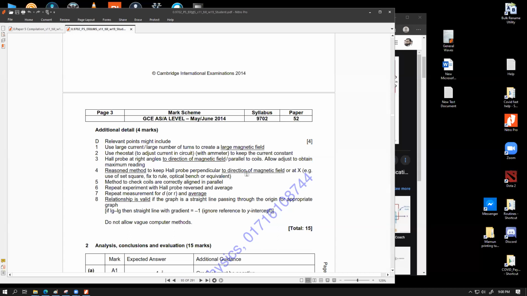Why perpendicular to the directional magnetic field? We said that we're going to measure for the maximum voltage and then hold it with a clamp. I think that can work. Fixed to rule is basically similar to clamping. I think that can suffice for that.